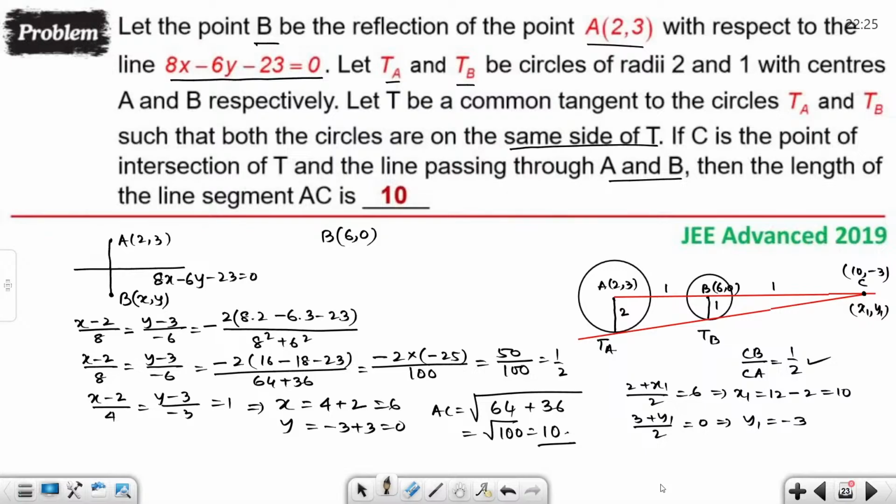And if it is the transverse common tangent, then the point C, or in our case P, will divide the line joining the two centers in the ratio of their corresponding radii, but internally. Only by remembering this concept, you can solve a lot of problems. Okay, let me take another problem.